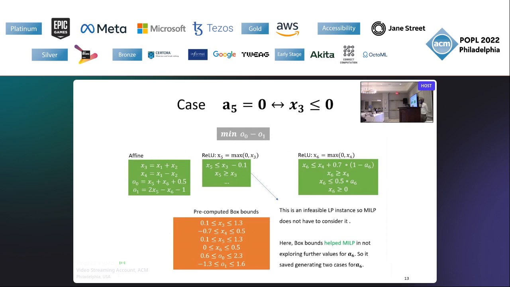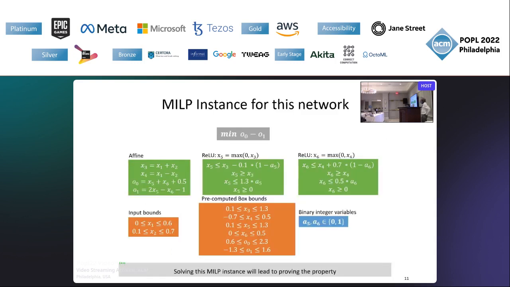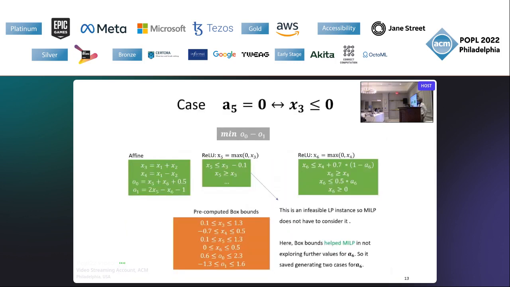So in the encoding you have two integer variables a5 and a6 that can take two values each. So you have 4 integer cases, corresponding to a5 and a6, and for each integer case you can solve a linear program. In the brute force case, you would consider 4 different linear program instances, and try to prove for all those 4 LP problems that the minimum value of O0 minus O1 is greater than 0. So let's look at this approach.